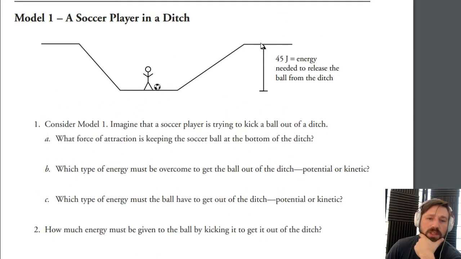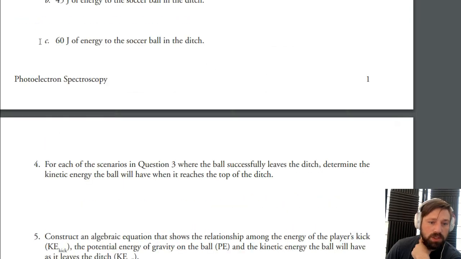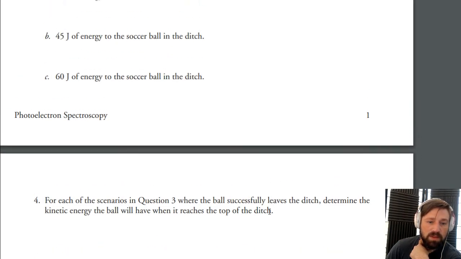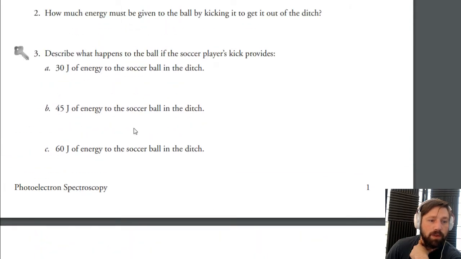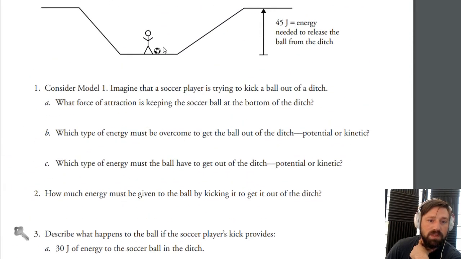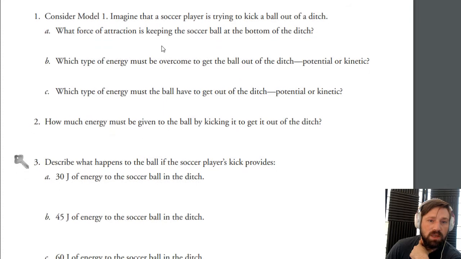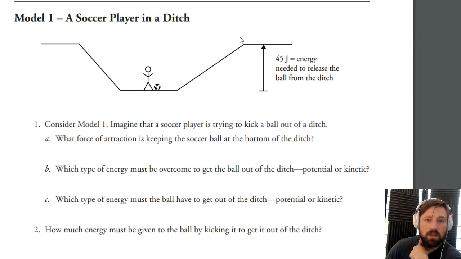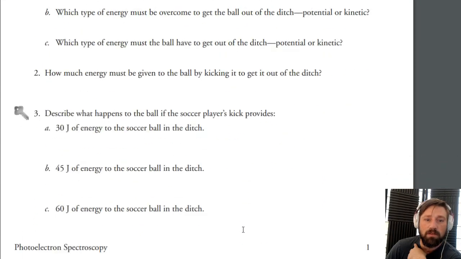How much potential energy is going to be left? So for question 3, how much kinetic energy does the ball have when it reaches the top of the hill, the top of the ditch? For 45, the kinetic energy will be 0. And for 60, it will be 15 joules of energy. So it's going to be continually moving at 15 joules.